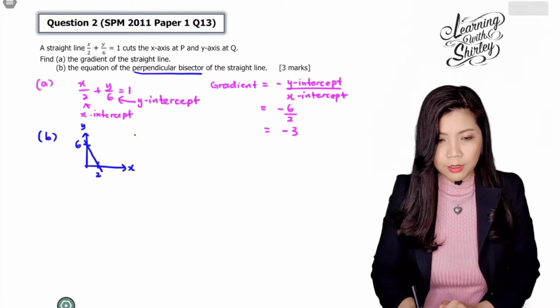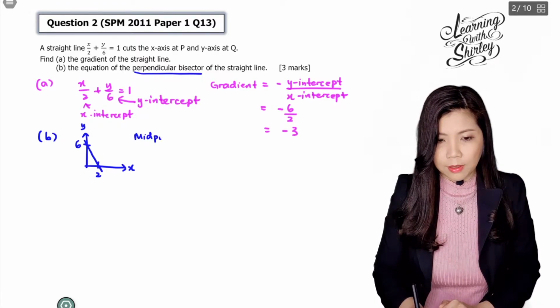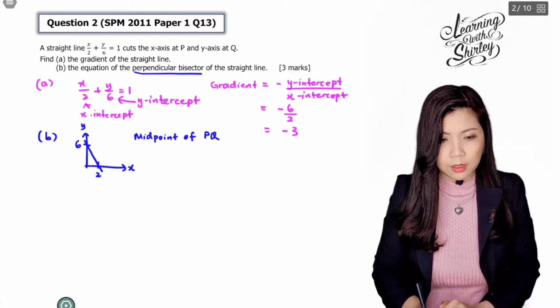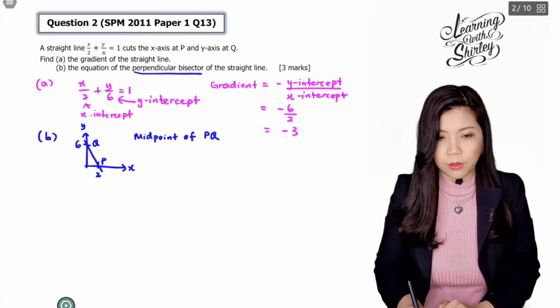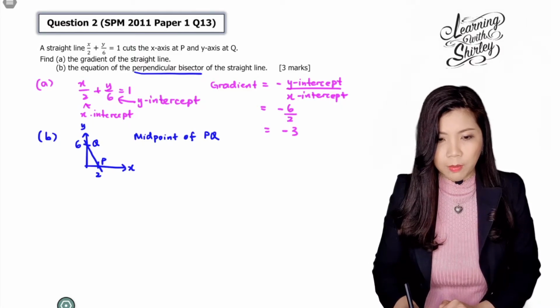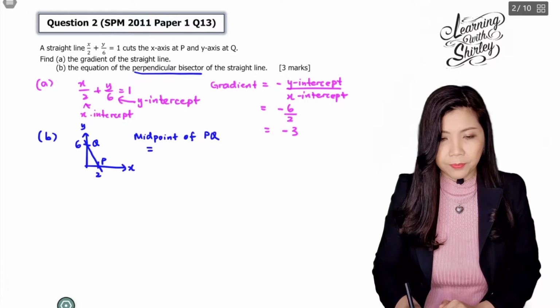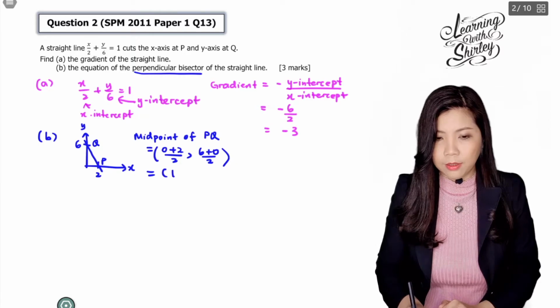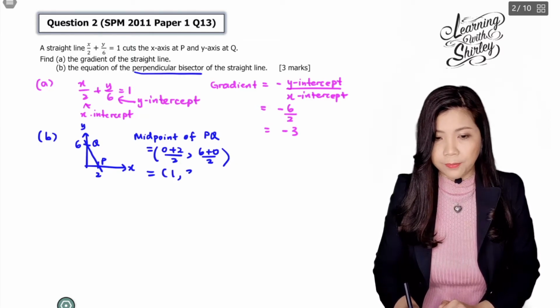So the midpoint of PQ. This is P and this is Q. The midpoint of PQ will be 0 plus 2 over 2 and 6 plus 0 over 2. So 2 over 2 is 1 and 6 over 2 is 3.